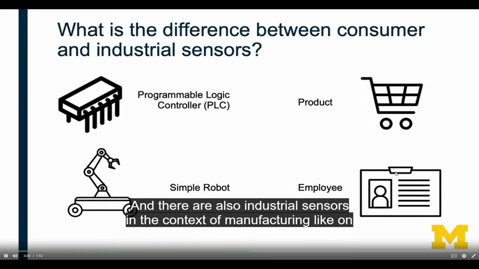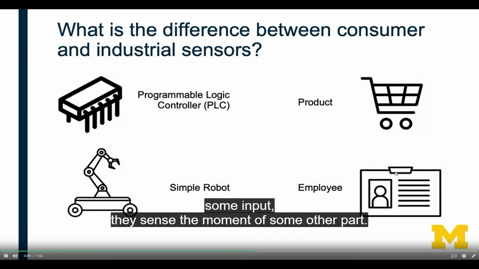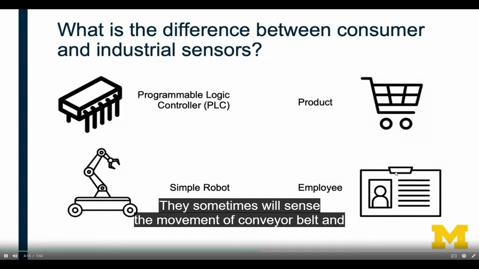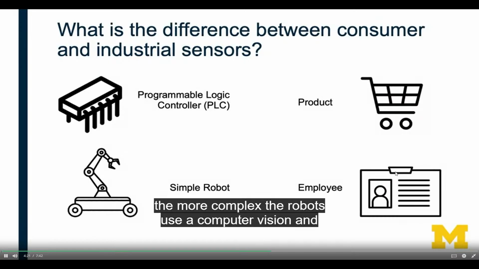There are also industrial sensors in the context of manufacturing, like on the left-hand side of this slide. We could have a simple robot which takes some input. It senses the movement of some other part, sometimes the movement of a conveyor belt, and takes an action. There are multiple sensors inside the robot. With more complex robots, you'll see computer vision, called the eyes of the robot. They are sensors in some sense.